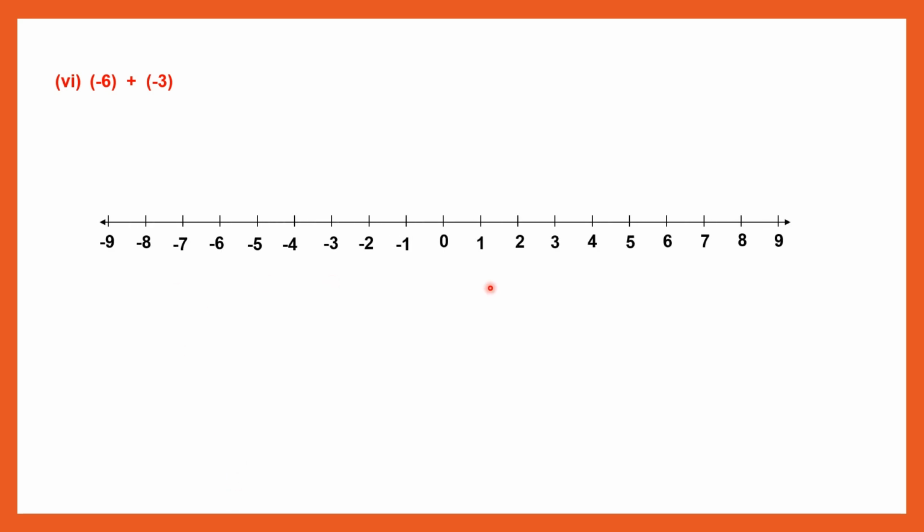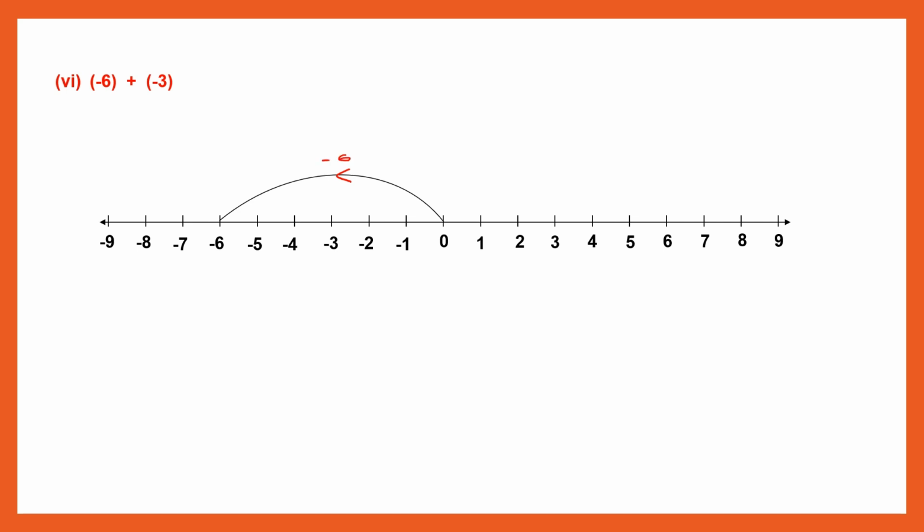Next question, question 6. Negative 6 plus negative 3. So first step, let's draw the number line. So we have a number line here. First integer is negative 6. So from 0, you go up to negative 6, which is here. So we have a curve there, 0 to negative 6. And we have moved to the left, and that is negative 6.